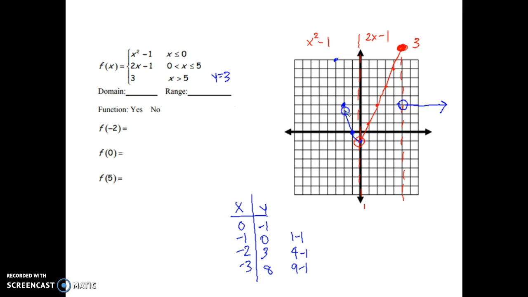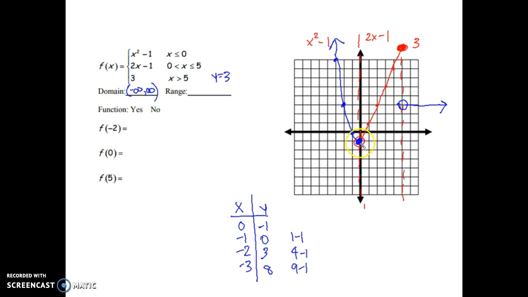Alright, so here's my graph. A little crooked. Alright, and this one is or equal to, so that means I'm going to have a closed circle down here. Alright, my domain. This goes to the left forever, this side goes to the right forever, and there's no skipping on x values. So that means my domain is real numbers.